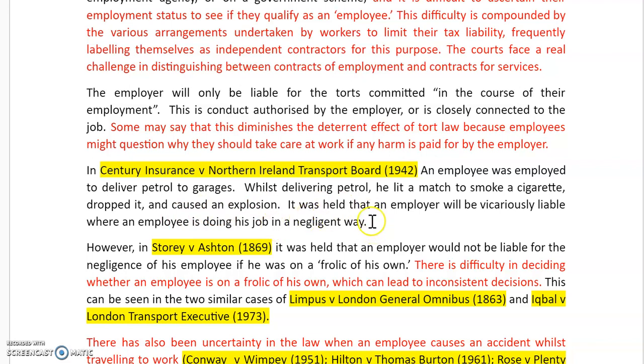Now I should really have put a criticism there to say that might actually seem quite harsh for the employer, because the employer obviously wouldn't have wanted this person to be smoking a cigarette in a petrol station. That was an incredibly negligent thing to do, but the employer was still vicariously liable. So it does seem unfair in some cases.